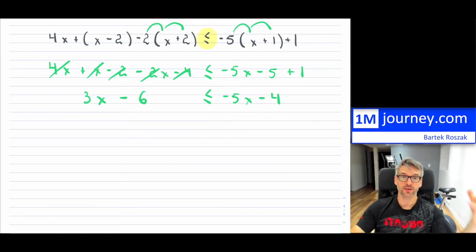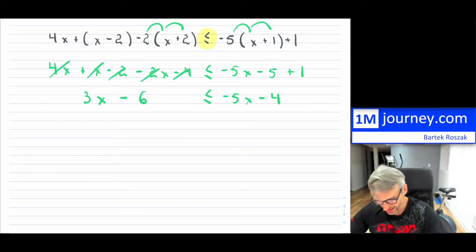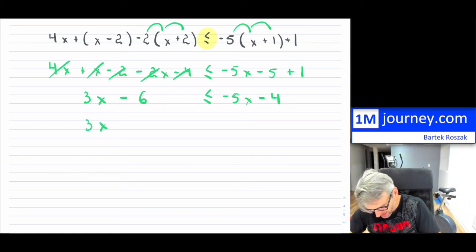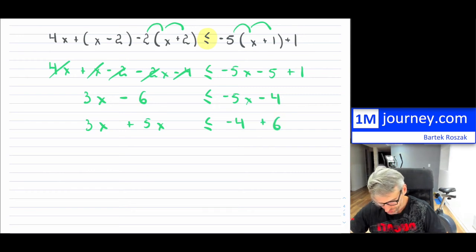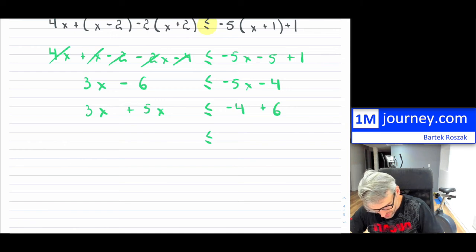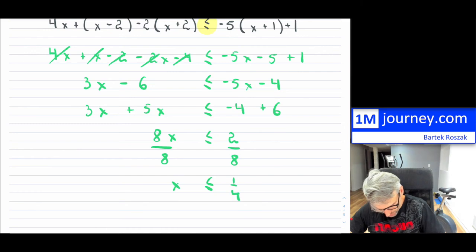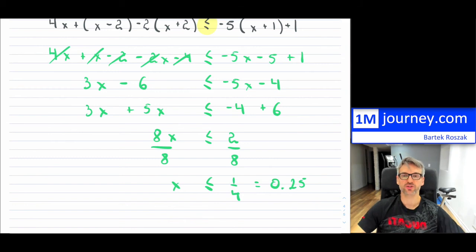And now, once you come to this point, let's collect the x's together. It'll be 3x plus 5x less than -4. Bring the 6 over to the other side, which is plus 6. And that gives me, so that's a 2. This is an 8x. Dividing by 8 on both sides, it gives me x, and this is 1 over 4, which is basically 0.25. Notice the inequality does not change because we're not multiplying or dividing by a negative.